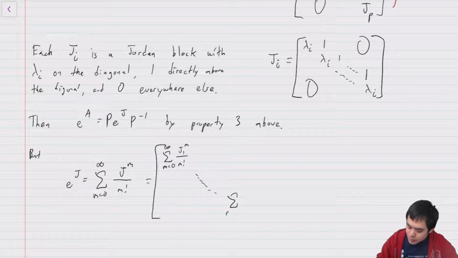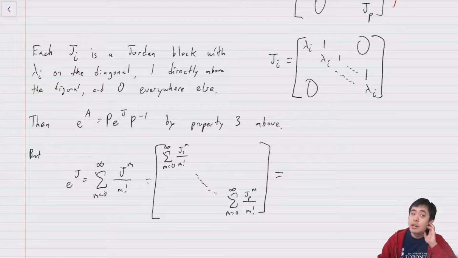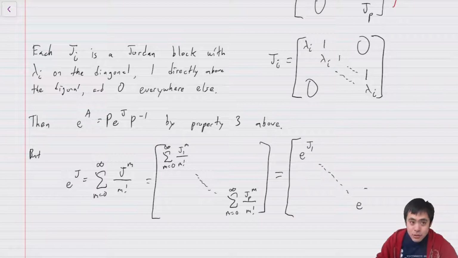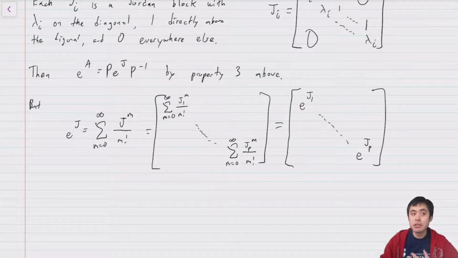So this is the sum from m equals 0 to infinity of J sub P to the m over m factorial. Although each of these are blocks, you can think of them as matrices themselves. And so using the matrix exponential definition as a Taylor series, you get e to the J1 through e to the JP. So now we just need to compute the exponent of a Jordan block.